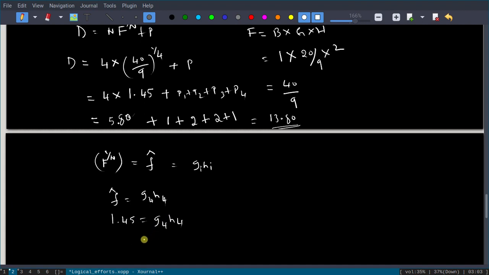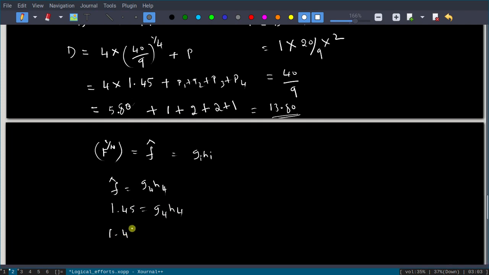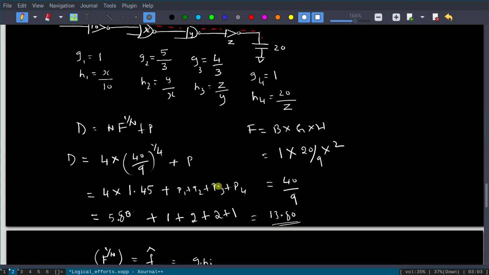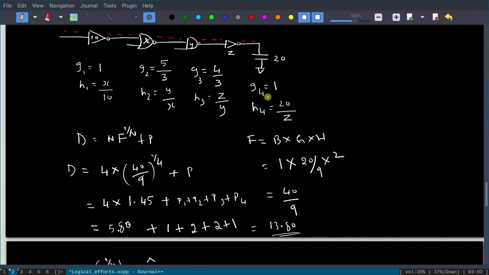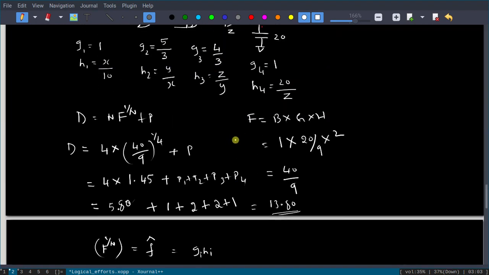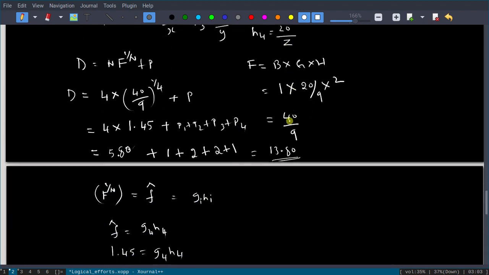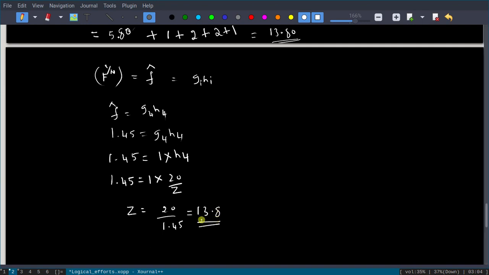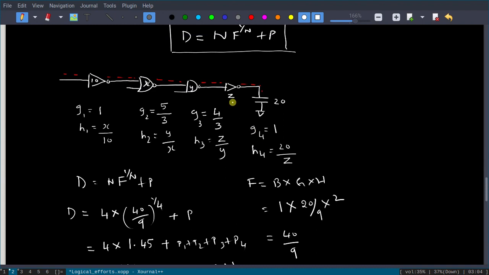This is equal to G4 into H4. Here we know G4. Sorry, G4 is not 4/3, G4 is 1. So G4 is 1 into H4. And what is H4? H4 is 20/Z. So 1.45 is equal to 1 into 20/Z. From this we will come to know what Z is. Z is 20 divided by 1.45, that comes to be 13.8. So Z value is 13.8. That means this inverter Z is nothing but 13.8.